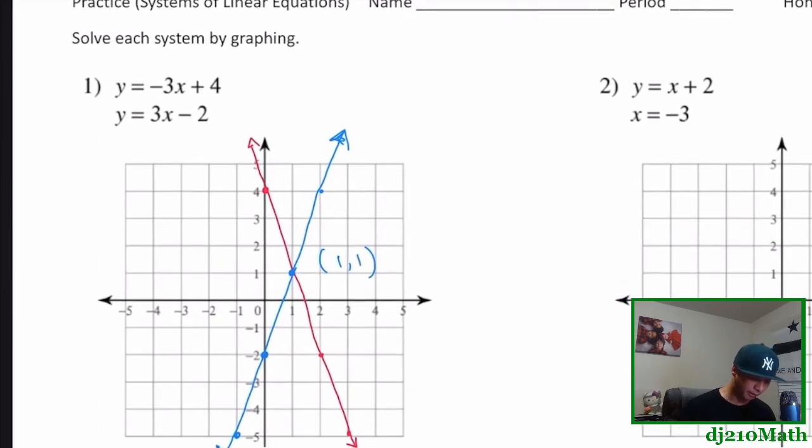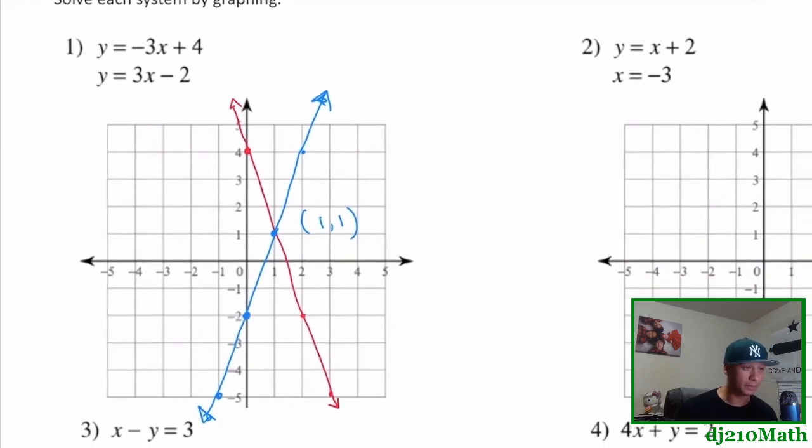Solve each system by graphing. I bet we did it. 1, 1. So here's, top one was red, bottom one was blue. That'll be like that for all of them.